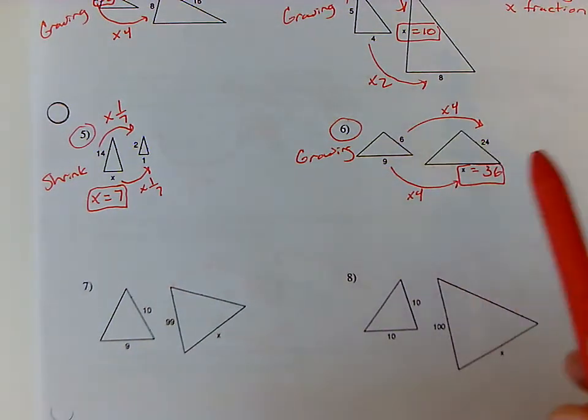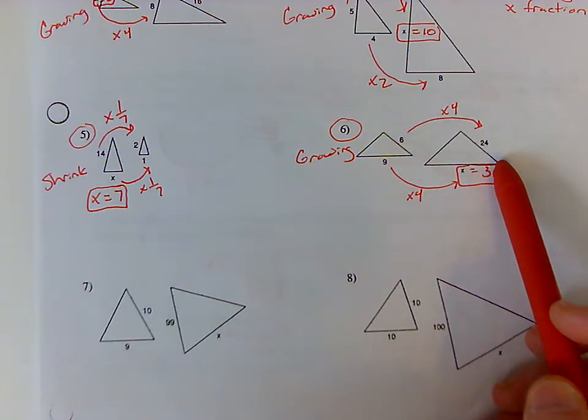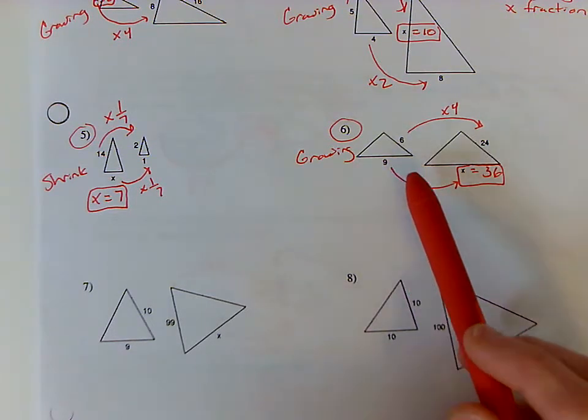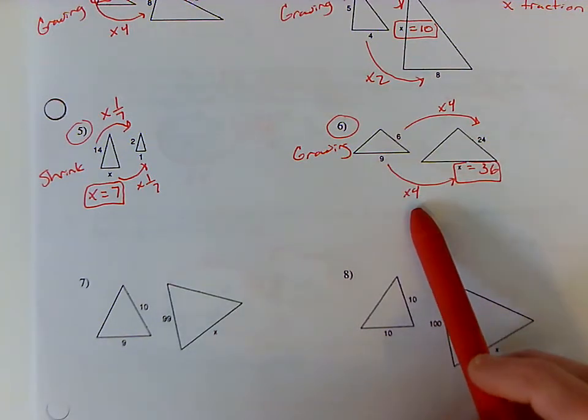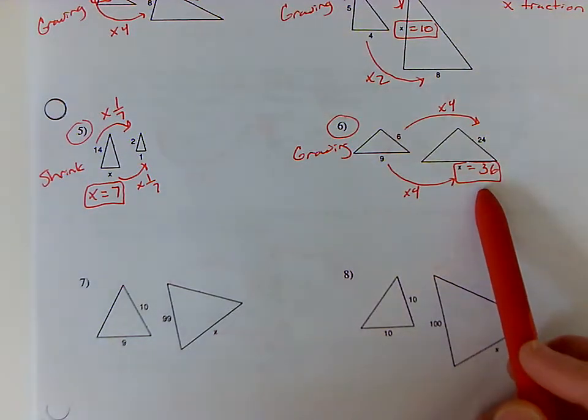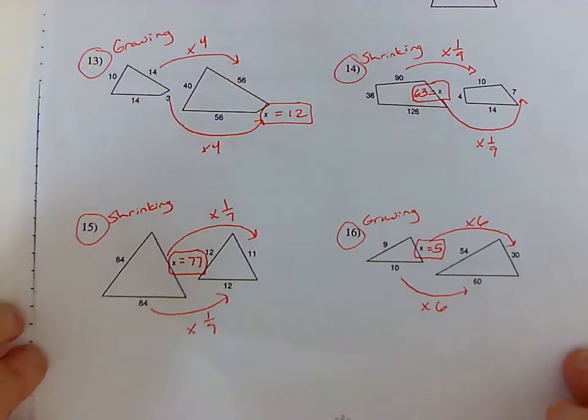Number 6, you're growing in size. So 6 times 4 is 24. And so then going from 9 over to x, you also have to grow it by 4 times 4. X is 36. Okay. Go to the last 4 down here.